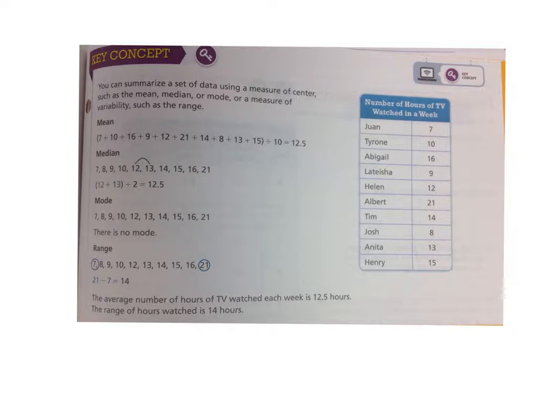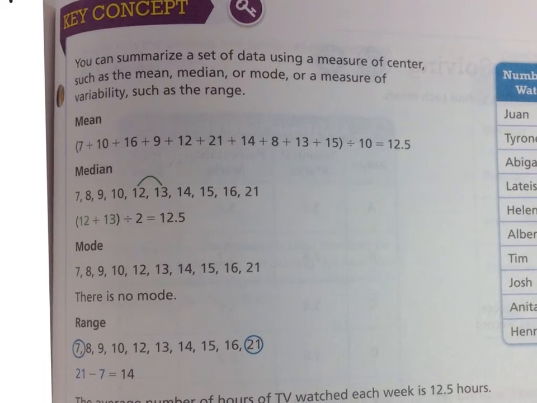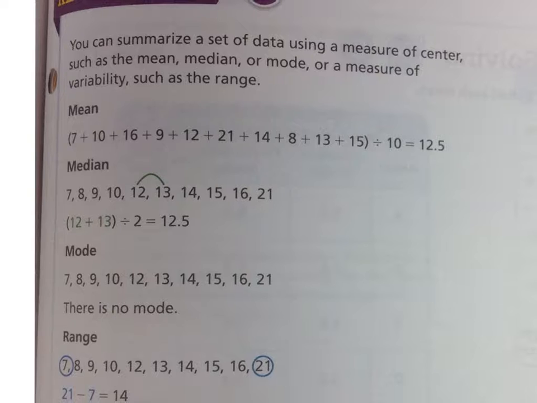We look at the key concept. This is on page 463. Kind of recapping some things we talked about. Mean is sometimes called the average. We're going to add all the numbers together and divide by how many numbers there are. Remember, the mean should be somewhere between your lowest and highest numbers.